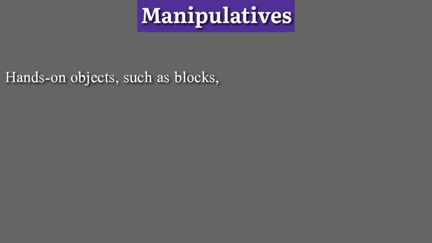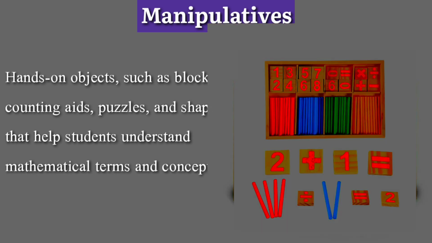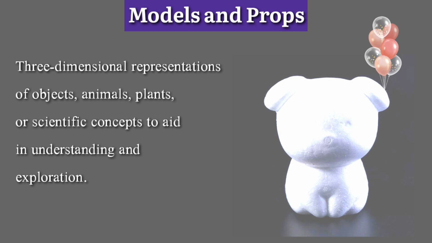The next AV aid is manipulatives. These are hands-on objects such as blocks, counting aids, puzzles, and shapes that help students understand mathematical terms and concepts. The next AV aid is models and props. These are three-dimensional representations of objects, animals, plants, buildings, or scientific concepts to aid in understanding and exploration.